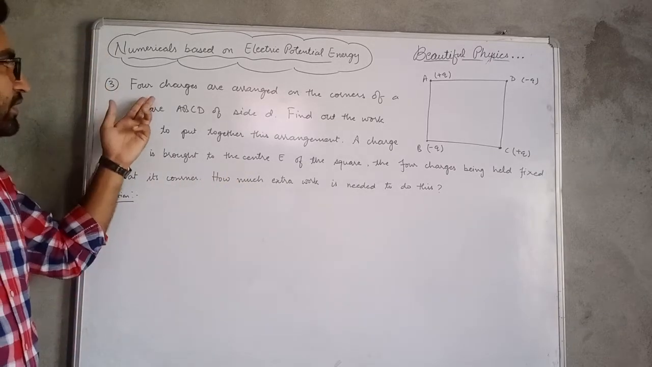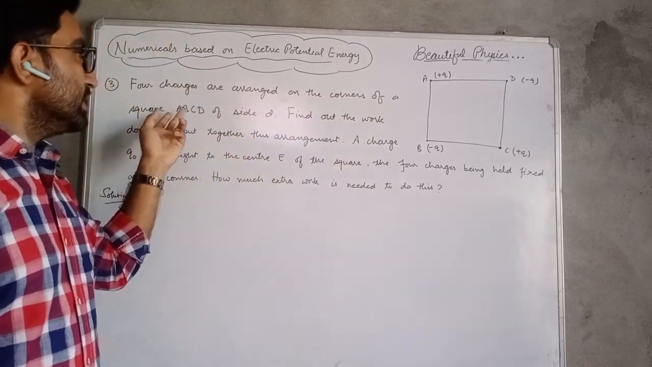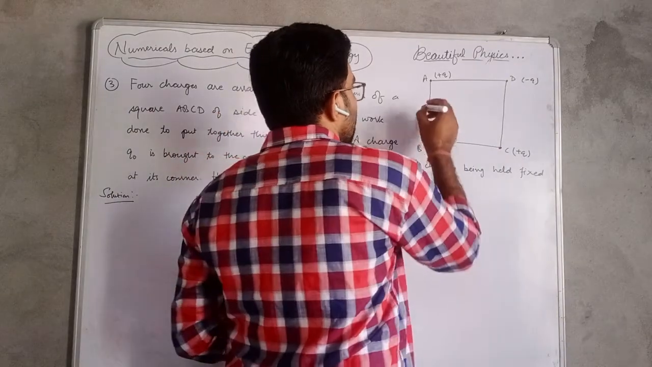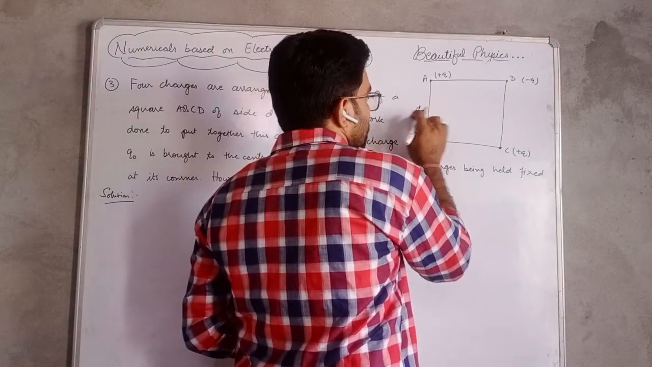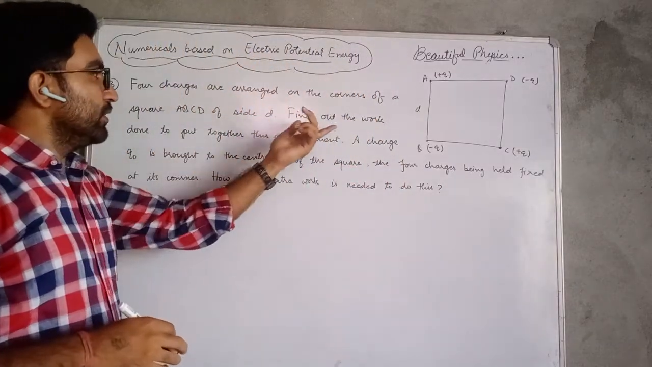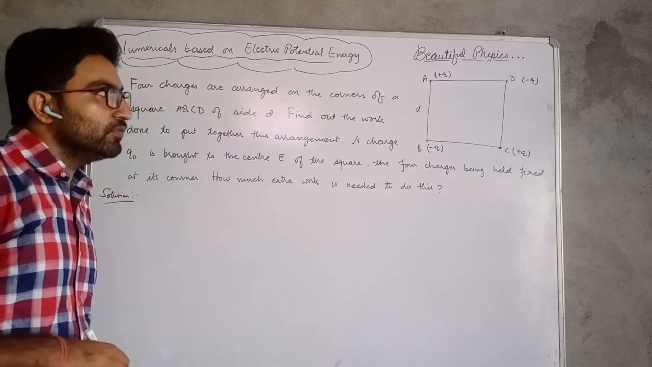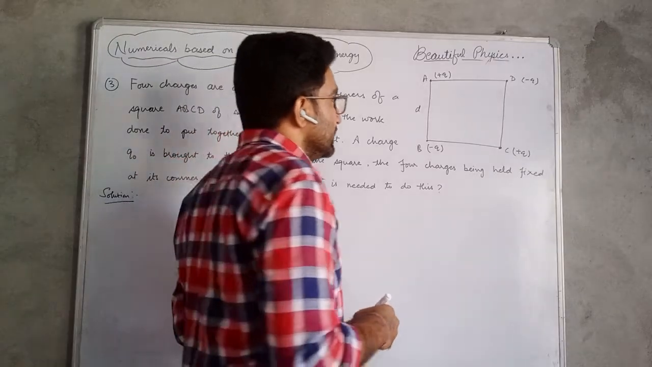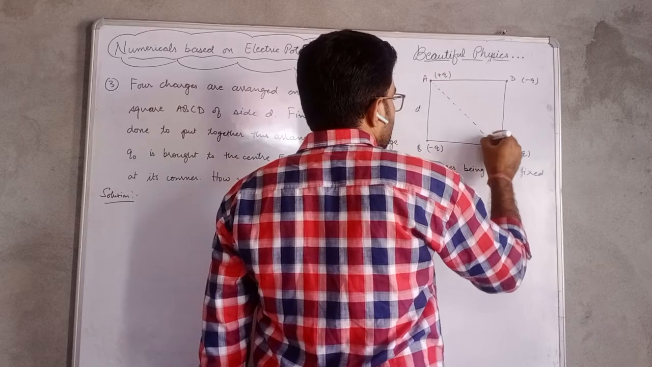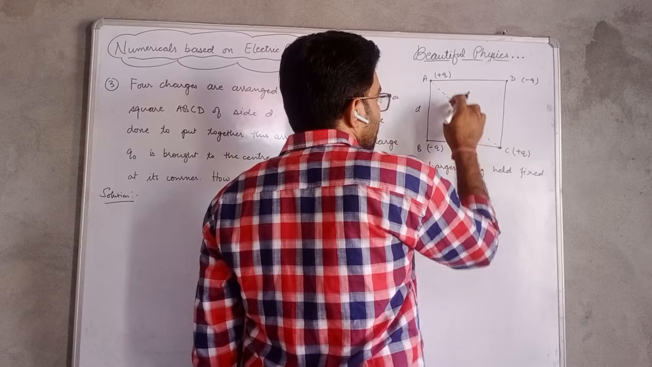Third question is, we have 4 charges arranged at the corners of a square ABCD, and the side of the square, each one is of D. Find out the work done to put together this arrangement. So we have to find the diagonal distance also there. This is 90 degree. By Pythagoras we can find this value.